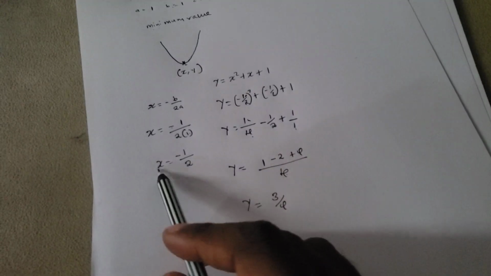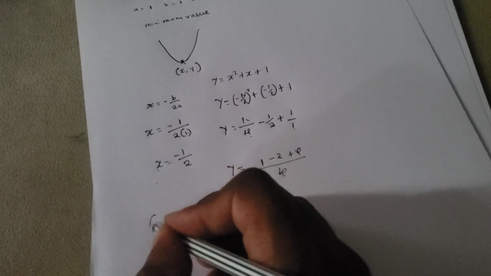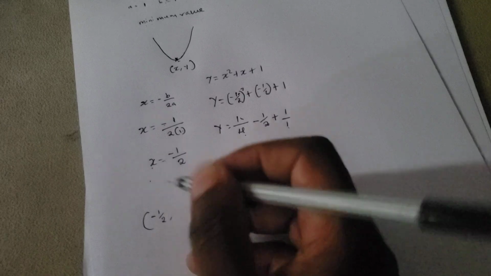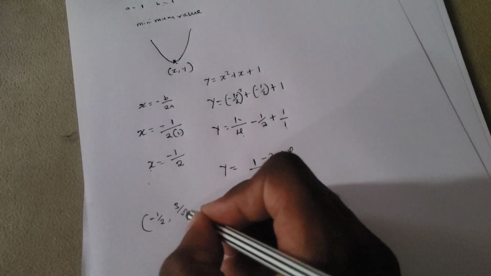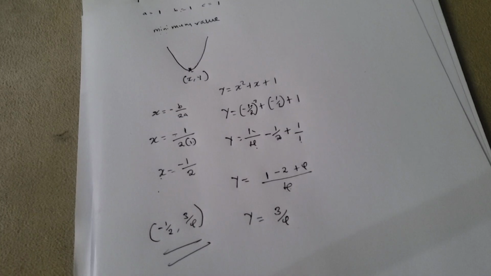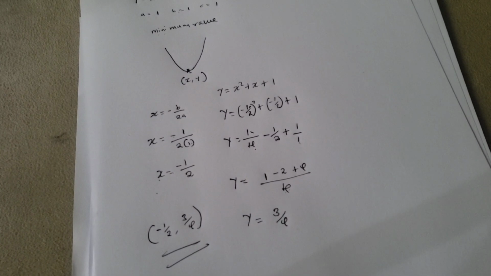So now that we know the x and y, we can simply say the turning point is negative half for x and 3 over 4 for y. That's how we're supposed to answer such. All right.